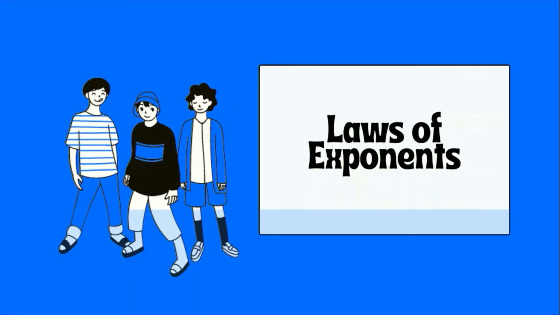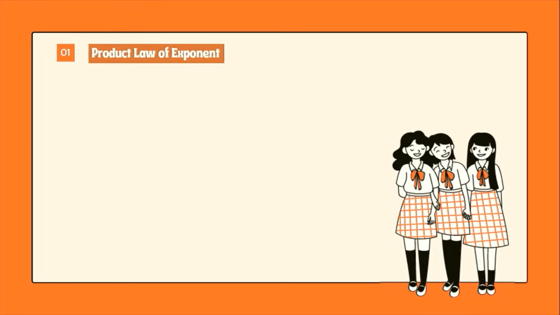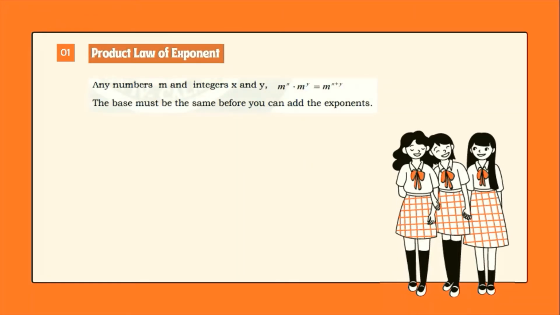Laws of exponents. First, we have product law of exponent. Any numbers, m and integers x and y, where m raised to the power of x multiplied to m raised to the power of y is equal to m raised to the power of x plus y. The base must be the same before you can add the exponents. Bigyan tayo ng example.